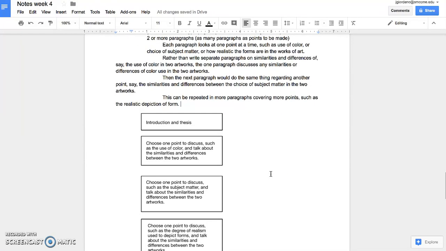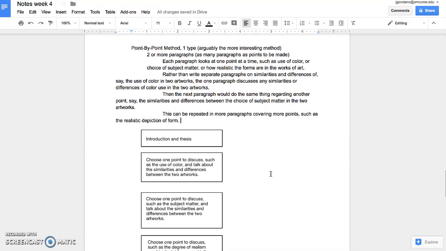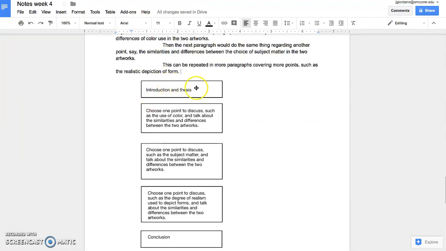This is called the point-by-point method, and I do think it's the better way to go. The point-by-point method also starts out with an introduction and a thesis, and then starts out by talking about one point to discuss. In other words, let's start with color. So you would talk about the way one artist uses color in their particular artwork and the way the other artist uses color in the other artwork. So you see, the paragraph is structured by the point being made.